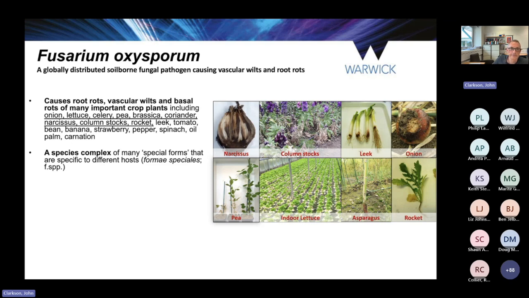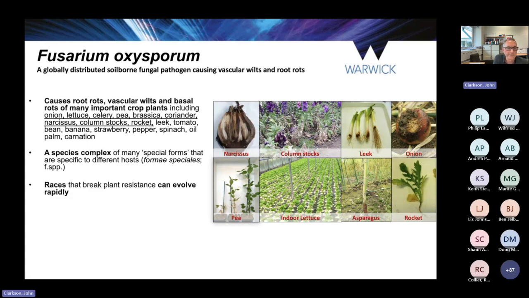But the key thing to remember about Fusarium oxysporum is that it's a species complex. So it has these different forms, which are known as formae speciales, and these are uniquely adapted to these individual hosts. So that's at least 120 different formae speciales. As I say, they're all adapted to different hosts.